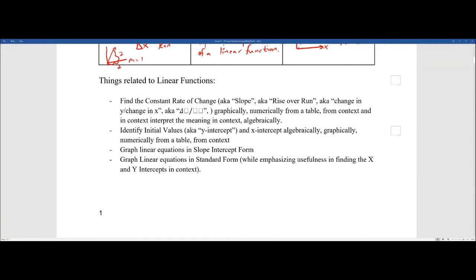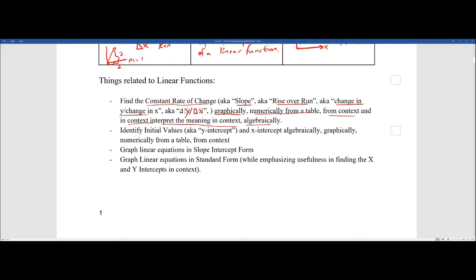All right, so things relating to linear functions. We talk about it as a constant rate of change, aka slope, aka rise over run, aka change in y over change in x. That's just some of the things that we call it. Now, we could see it graphically, we could see it numerically from a table, and that's what we're going to focus on today, and with context. Context is to interpret the meaning in context algebraically. So basically, real-world situations. Let's have a story that we can apply the math to.